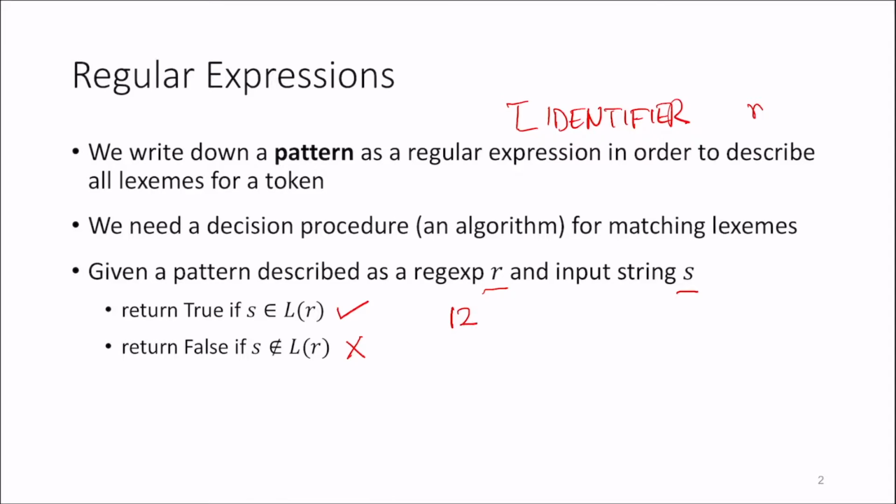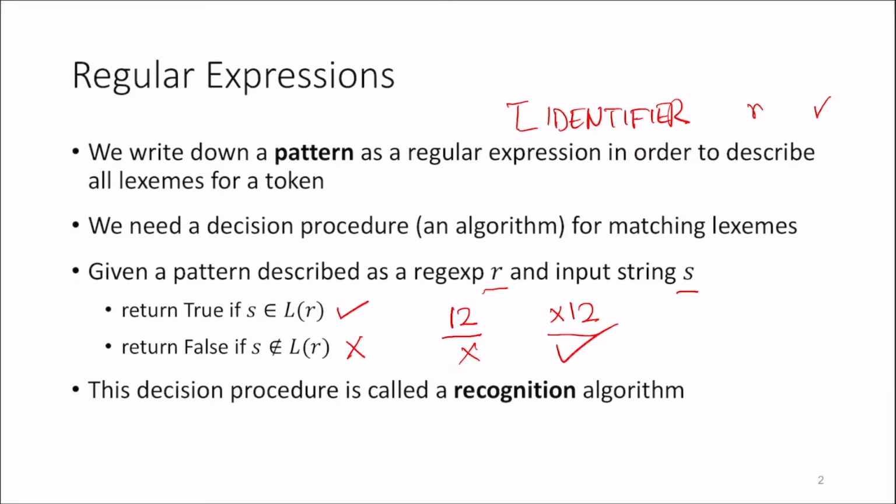If I see an input 12, and I have a regular expression that matches identifiers, like here, then I know that if I match this regular expression for this number, it shouldn't match. But if I have something like x12, then it should match. So that's the problem we're trying to solve: we've defined it as a regular expression, but now we want an algorithm to do the matching for us. This decision procedure is called a recognition algorithm.